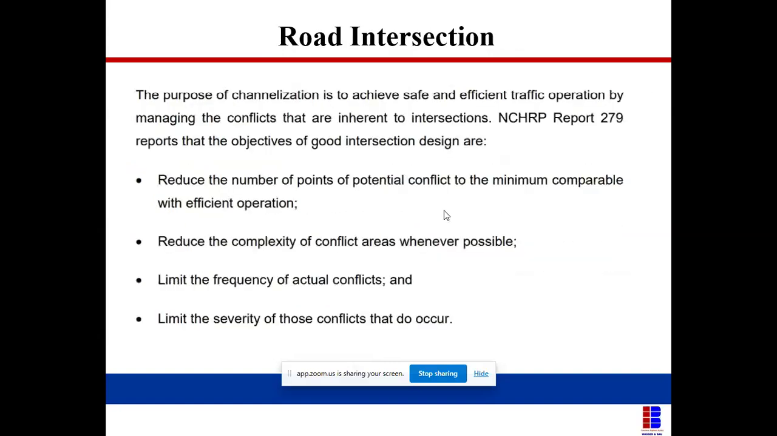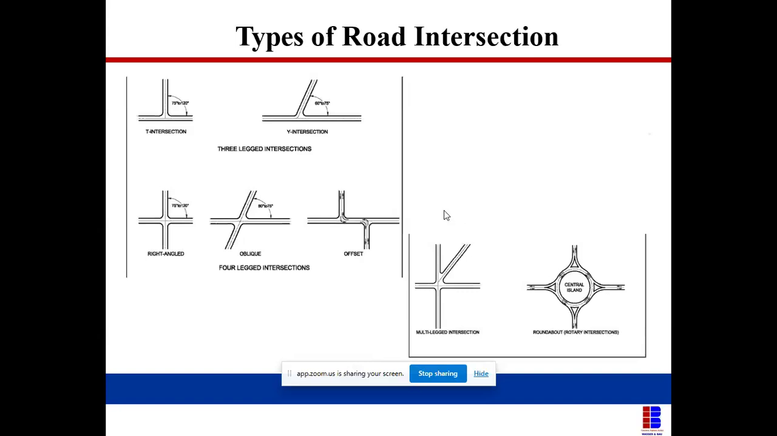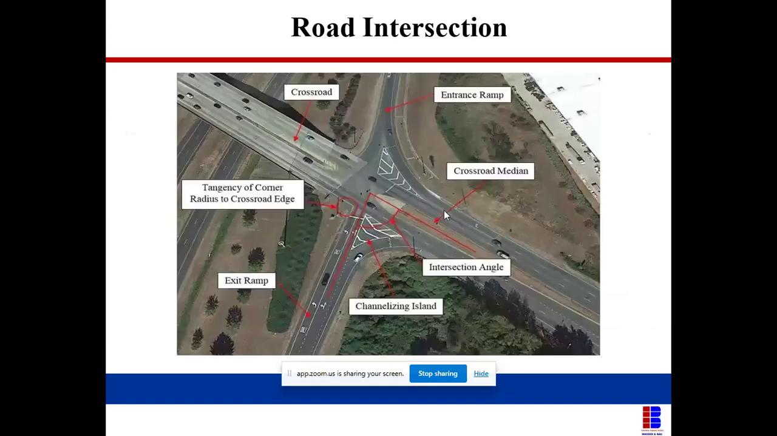So road intersections, and you can see the types of intersection we have: right angle, oblique, offset, Y intersections, and so on. These are the various intersections we can have on our highway. It's a whole picture showing them. So these are the crossroads. You can see the items: the channel island, intersection angle, cross median, exit ramp, those parameters for intersections.